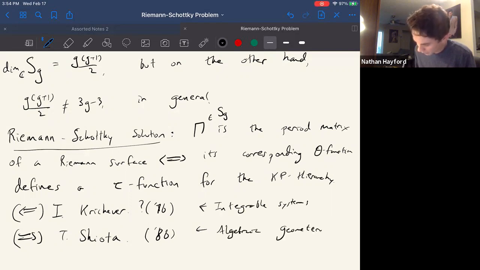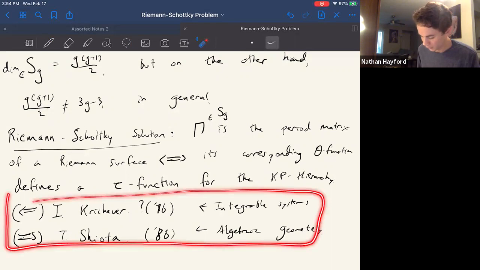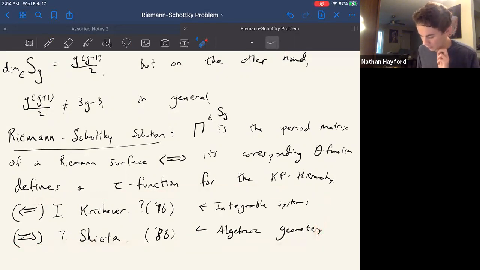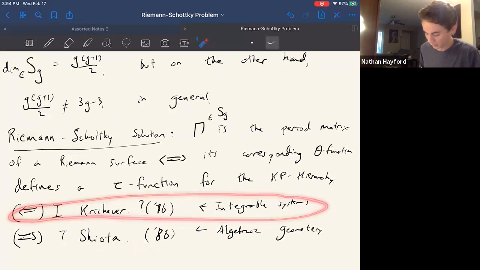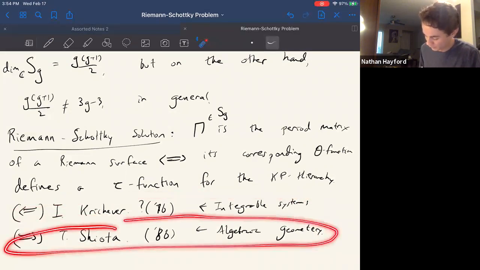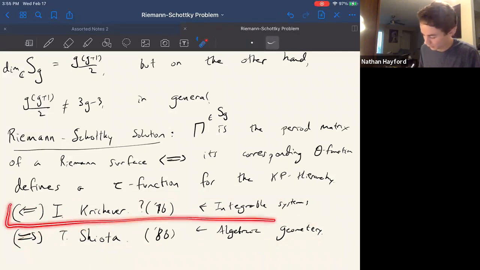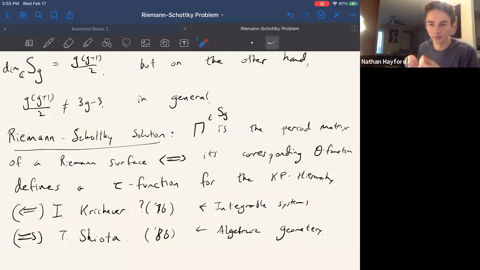And hopefully next time I'll actually be able to explain to you, well, at least a sketch of this proof. So the equivalence of the two, the forwards and backwards directions. And really the interesting direction is this one. This one, it was only a matter of time before people discovered that it was actually true. But this is really the interesting direction because it really illustrates the connection between integrable systems and algebraic geometry.